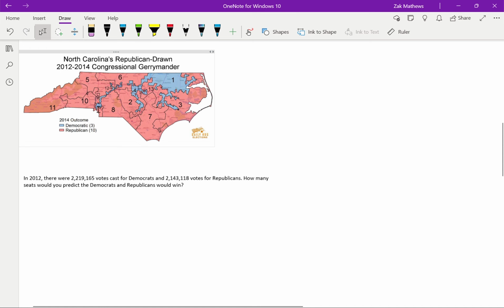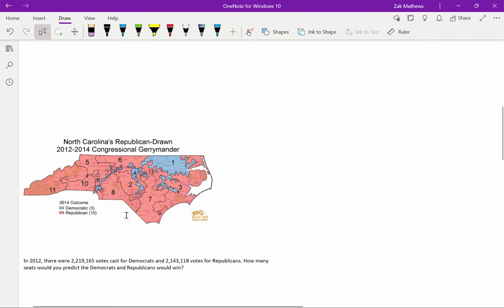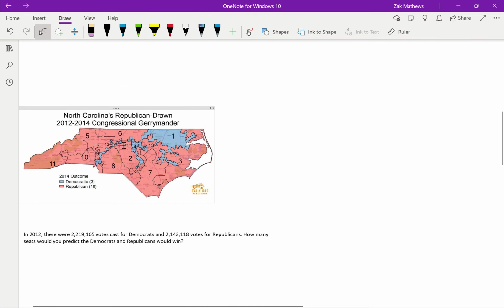Well, what the Republicans have done is exactly what I did in that first case where I just grouped all those reds together. They said, okay, let's find all those Democratic voters. They live in Goldsboro and then down through Charlotte in this stretch right here. So let's group all of them together so that we can have a lot of blue voters right there. And then that leaves a lot of red voters to spread out over the other areas.